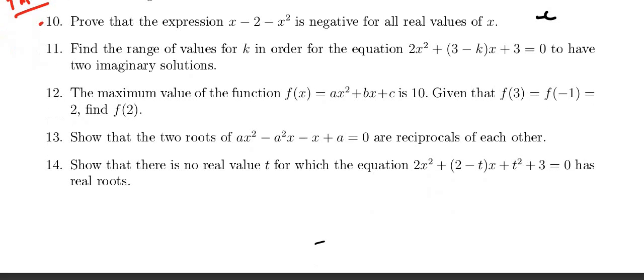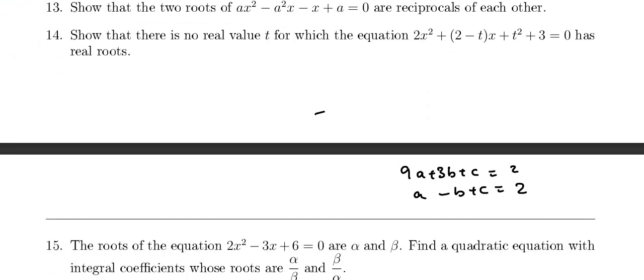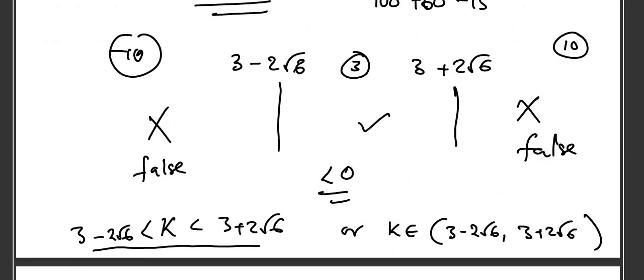Then look at number 13. Yeah, so number 13, we are asked to show that the two roots of this are reciprocals of each other. So how can we show two roots are reciprocals of each other? We'll call one alpha, the other one beta. You notice that alpha times beta is just c over a, right? So maybe I may rewrite this.